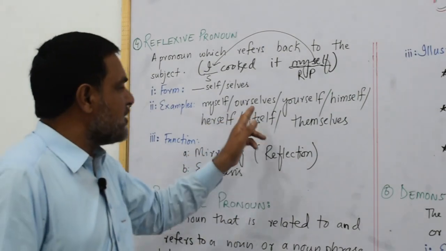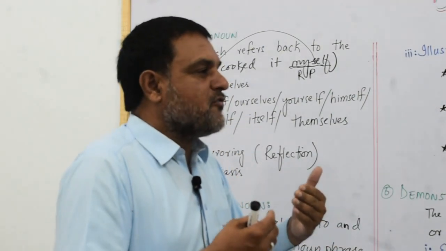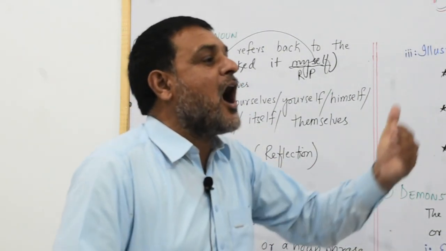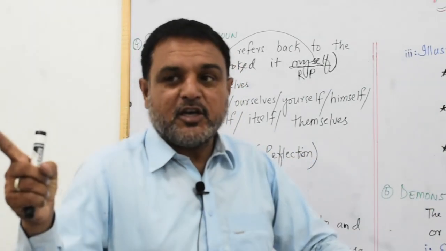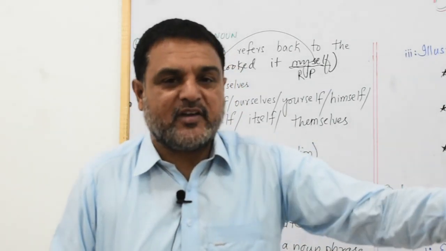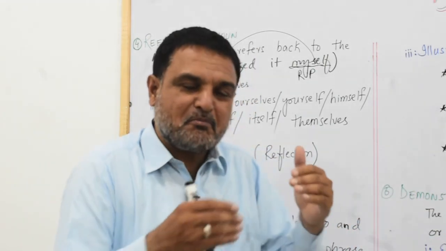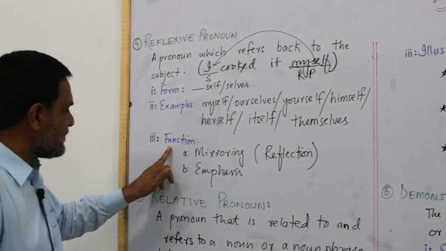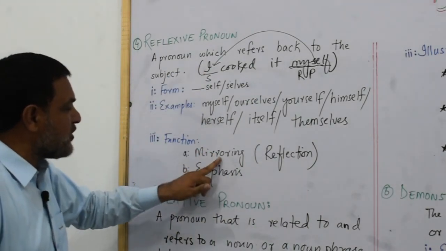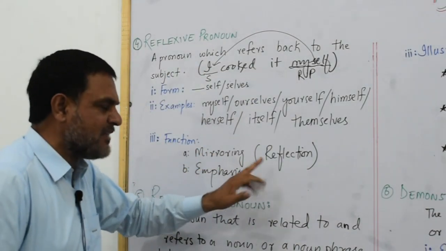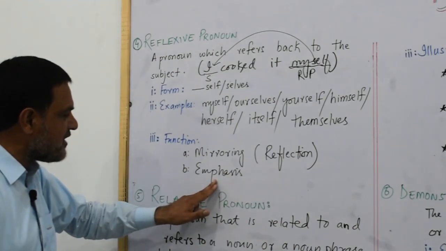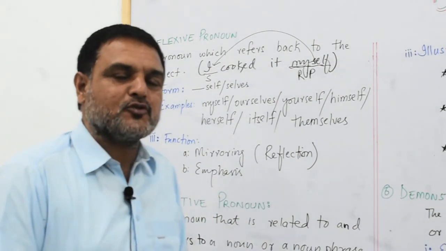In the same way, you can say we are looking at ourselves in the mirror. He is looking at himself in the mirror. She is looking at herself in the mirror. So basically the function of a reflexive pronoun is mirroring or reflection. That's it, nothing more than that. And the second one is emphasis. Sometimes it is also used for emphasis.